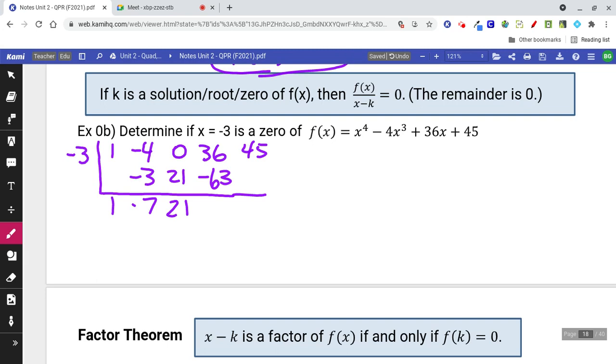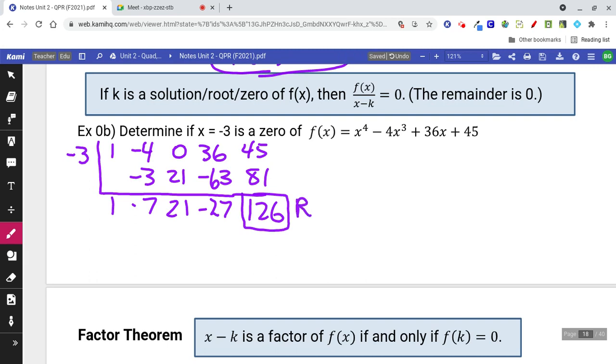Add down. So 36 plus -63 is -27. And then multiply diagonal. -27 times -3 is 81. And then add down. 45 plus 81 is 126. Now, this number is the remainder, but it is not the answer to this question.